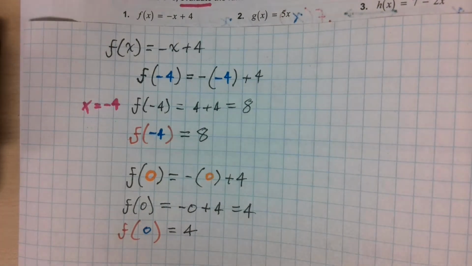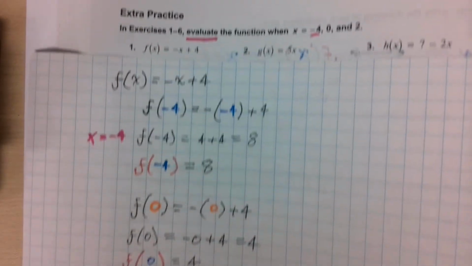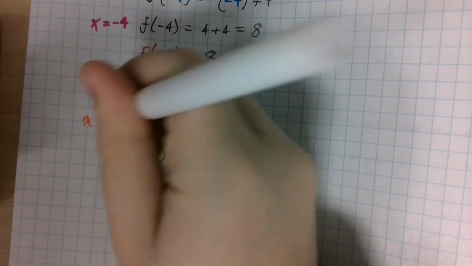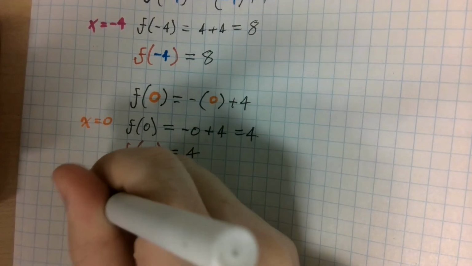Let's try just this last one. The last one is plugging in when x equals 2. So, the top one was x equals -4. This one is x equals 0. Let's try x equals 2.